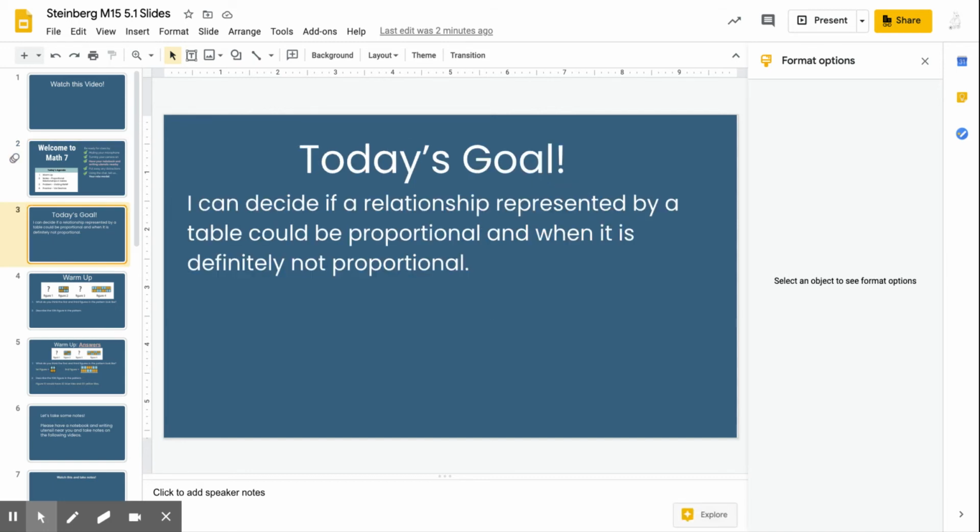So today's goal is: I can decide if a relationship represented by a table can be proportional and when it is definitely not proportional. So today we're trying to look at a table and say, this table is proportional and this is not, based off the practices we're working on.